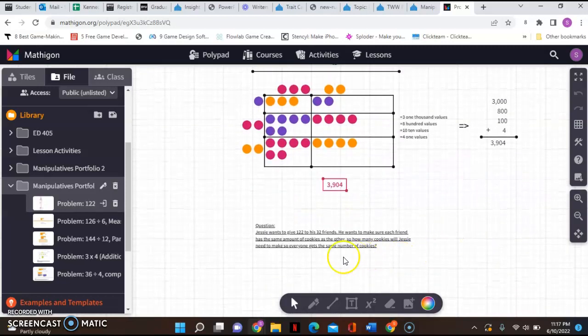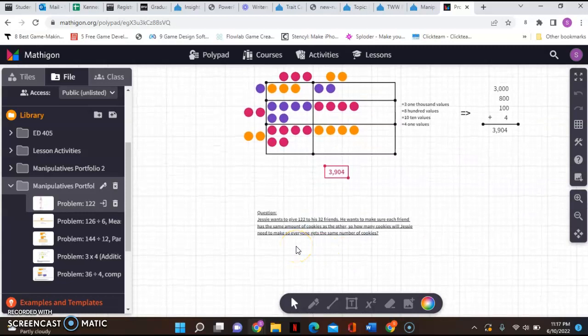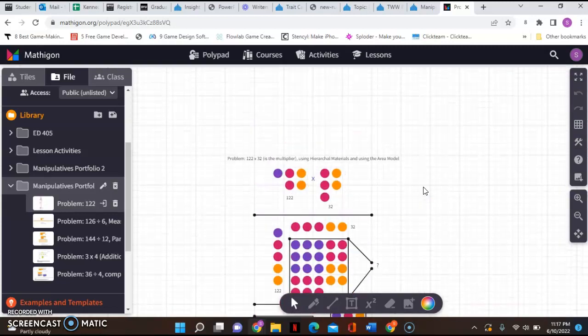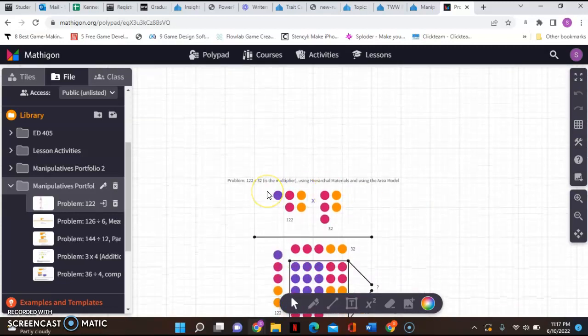And so my question here is, Justin wants to give 122 cookies to his friends. He wants to make sure each friend has the same amount of cookies as the other. So how many cookies will Jesse need to make so everyone gets the same number of cookies? So that was my question for the problem of 122 multiplied by 32.